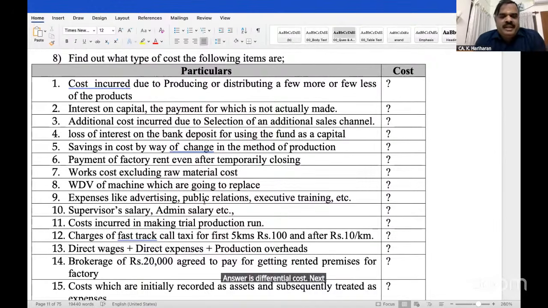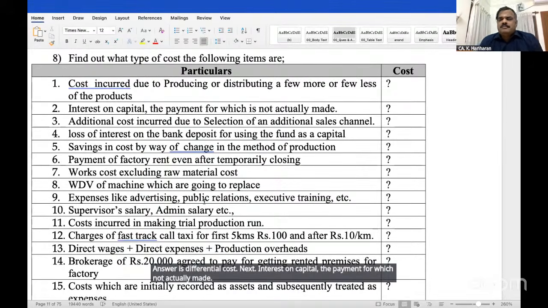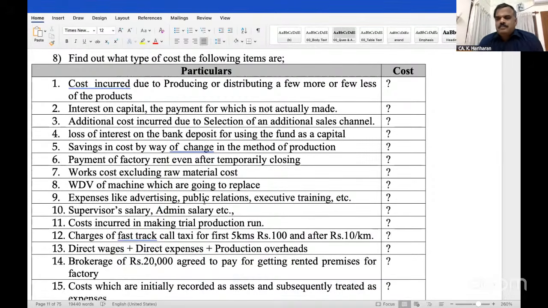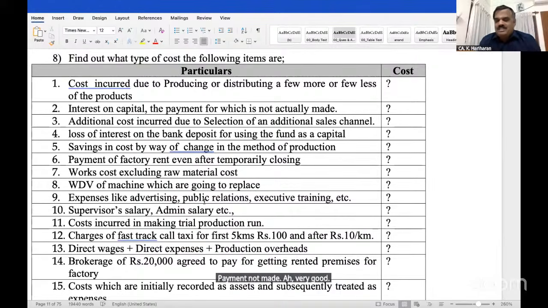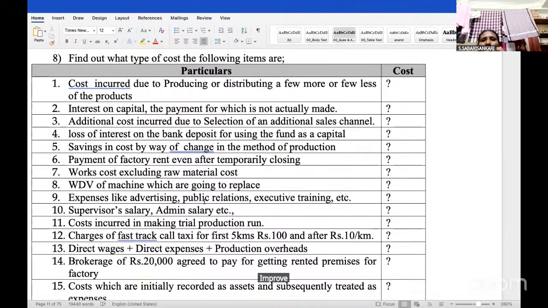Next. Interest on capital, the payment for which is not actually made. Try பண்ணு, ரைட் ஆன் பாத்துக்கலாம். என்னவா இருக்கும்? Historical payment not made. Imputed cost. Very good. Imputed cost.